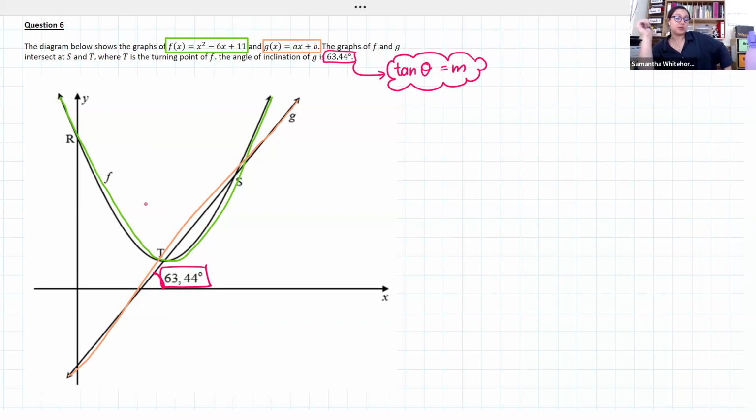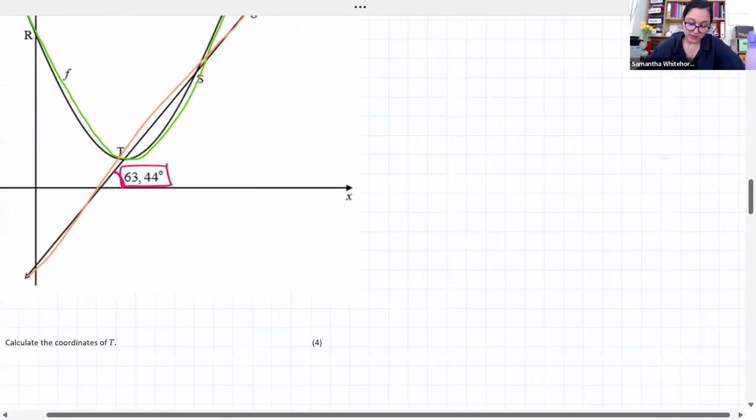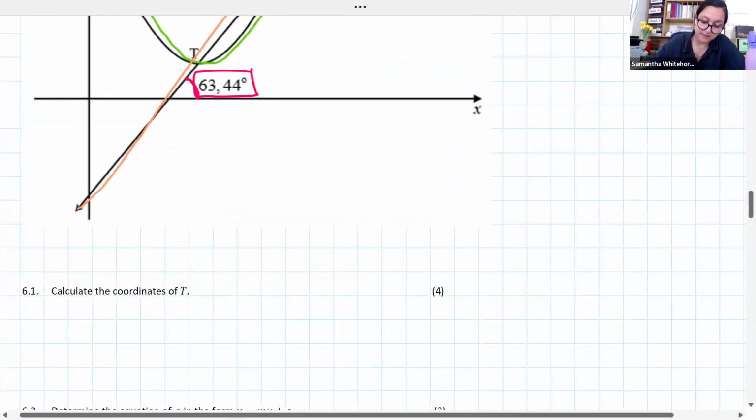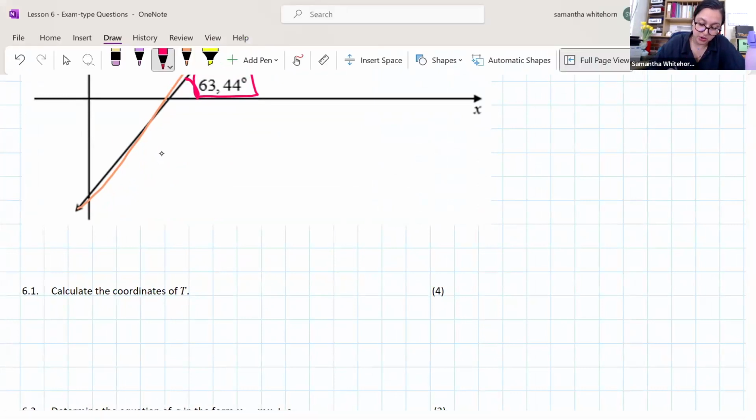And that's going to be important because if you have a look at g of x, you don't know a and you don't know b. A is your gradient, b is your y-intercept. You're probably going to have to go and find them. But let's see what the questions actually ask us to do. So the first question is asking us to calculate the coordinate of t. Now remember, t, they told us, was the turning point.